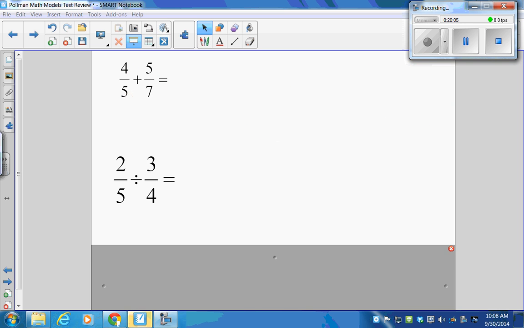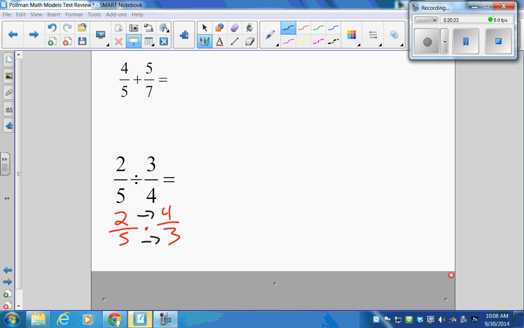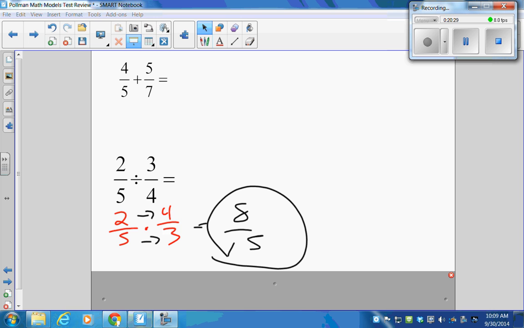So you'll have one addition one, and also you'll have a division one. Divisions are easier when you know what you're doing. With division, I do what's called copy dot flip. I copy the first one, make it a multiplication problem, and flip the second one. Once I do that, just multiply it right across. That's 8 over 15, and I cannot reduce that anymore. That is it. Copy dot flip, and then you are done.